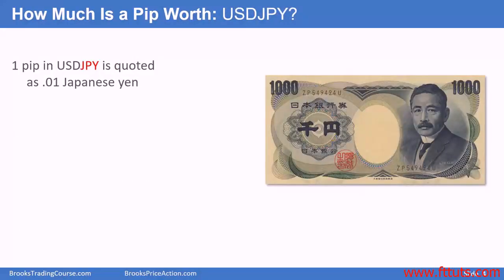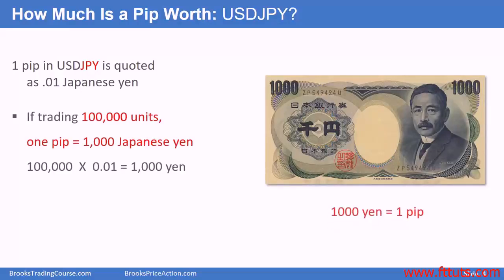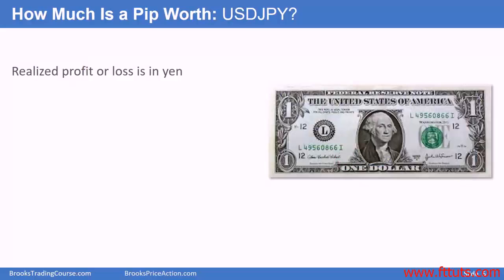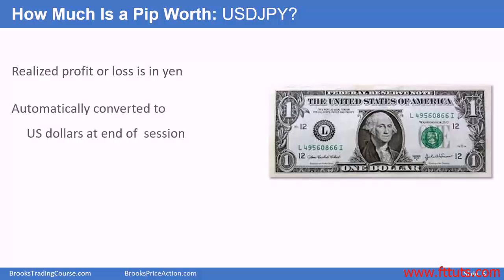So what happens with something else, like the dollar yen? The yen is the second part of the pair, so the quotes are in yen. If you're trading 100,000 units, one pip in that case is 1,000 yen. So 100,000 units times one pip is 1,000 yen. So 1,000 yen is one pip. And whatever profit or loss you make, it's in yen. And if you have an American broker, at the end of the session, it's converted into dollars.